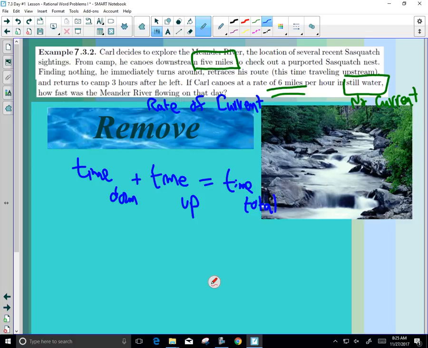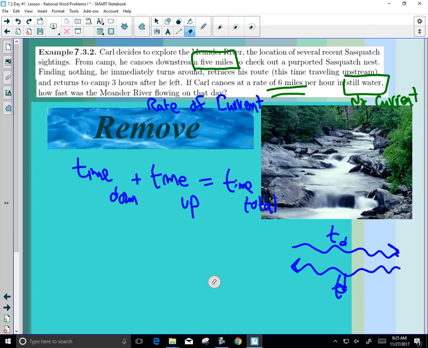And this is why this is just a little different. Would you erase that rate part, because rate doesn't work here. We're looking for the rate of the current. Time is what adds up. Time going downstream, time back upstream, time down plus time up will be equal to the total time. By the way, what is the total time? I think we know it. Yeah, the total time was 3 hours.